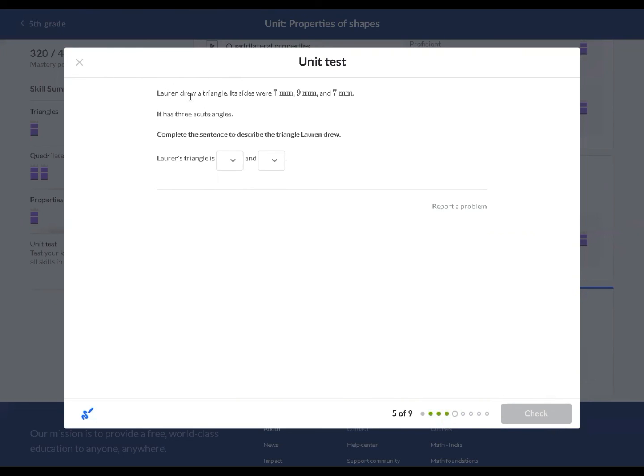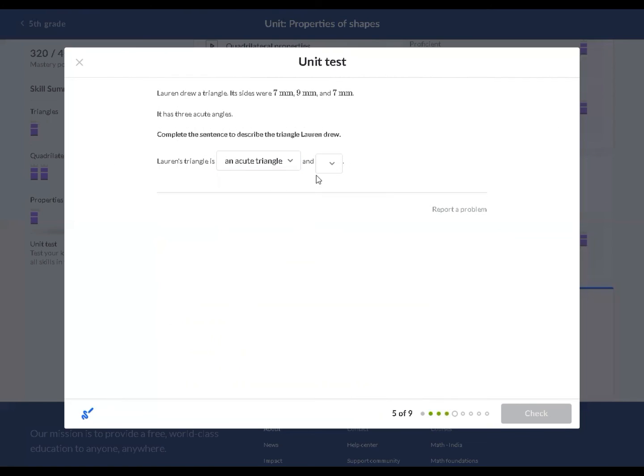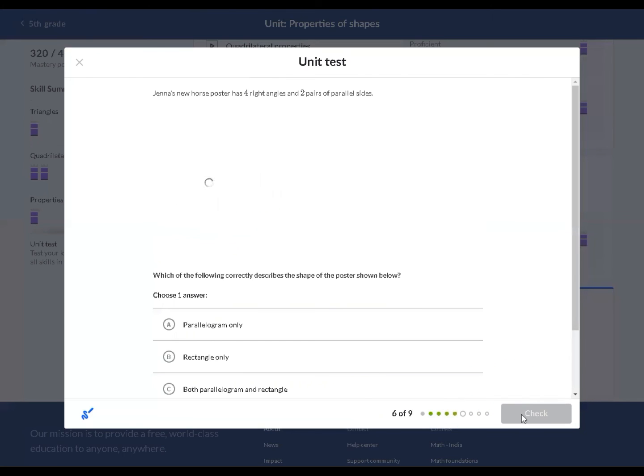So this girl drew a triangle. Its sides were 7mm, 9mm, and 7mm. Okay, it has three acute angles. So let's complete the sentence. So it is clearly an acute triangle, and if you have noticed that we have two equal sides here, so it would look something like this, which is clearly an isosceles triangle. Yeah, we got it correct.